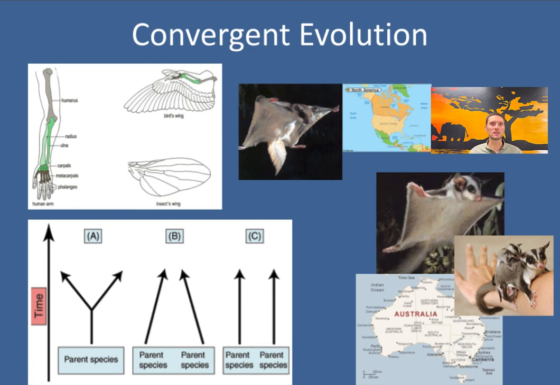A great example of this is seen in flying squirrels in North America, which are mammals, and sugar gliders in Australia that are marsupials. They're marsupials because they carry young in their pouches. They both have the ability to fly, but they are not closely related. They don't share a recent common ancestor. Some other examples, as I mentioned, would be a bird wing or an insect wing or a bat.